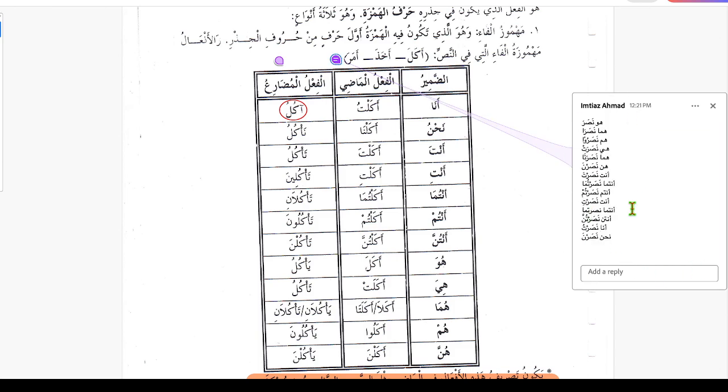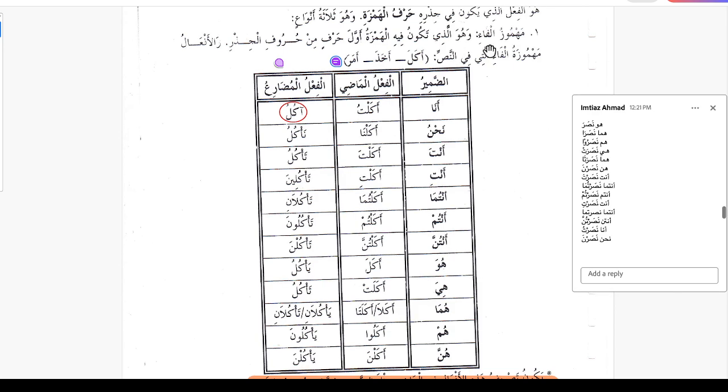Okay, so this is the baseline. This is the Salim verb that does not have hamza or the doubling. So now we see how this form, mahmuzul fa, deviates from the baseline. Let's use akala here. Huwa akala, huma akala, hum akalu, hiya akalat, huma akalata, hunna akalna, anta akalta, antuma akaltuma, antum akaltum, anti akalti, antuma akaltuma, antunna akaltunna, ana akaltu, nahnu akalna. So we don't see any change here.